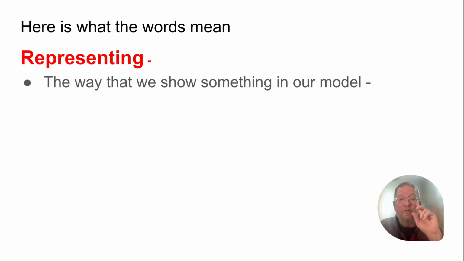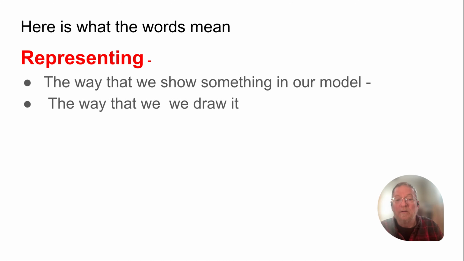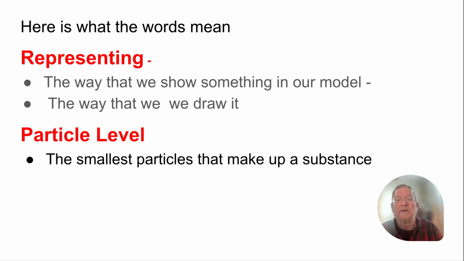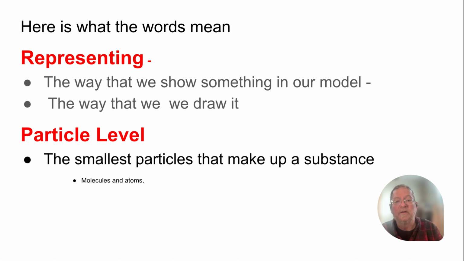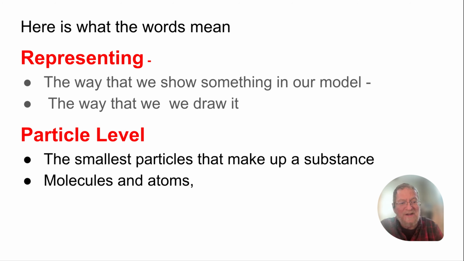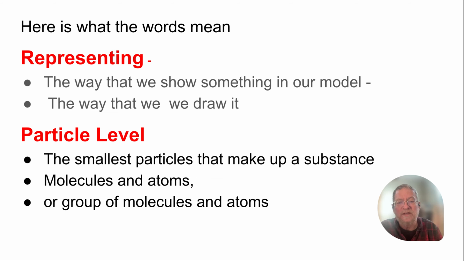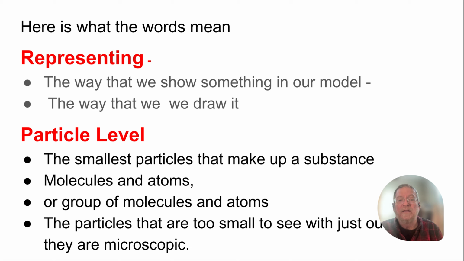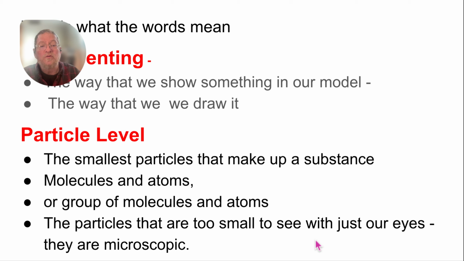Representing: the way that we show something in our model. We represent it, we show it, the way that we draw it. Particle level: the smallest particles that make up a system are often the molecules and atoms. That's what we're talking about, that very microscopic scale of molecules and atoms, or little groups of molecules and atoms that work together. They are particles that are too small to see with just our eyes. They are microscopic.